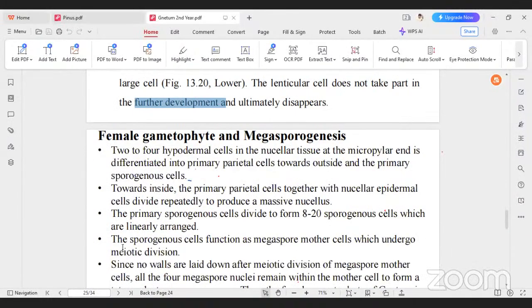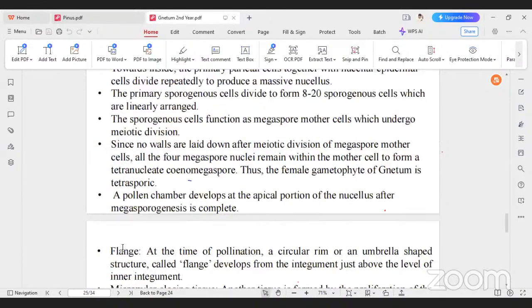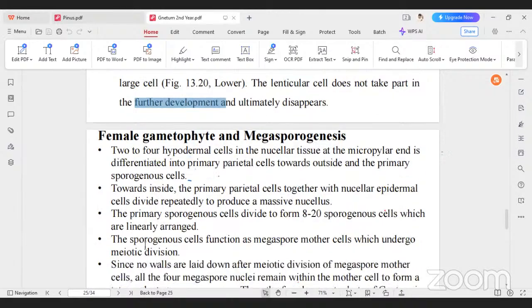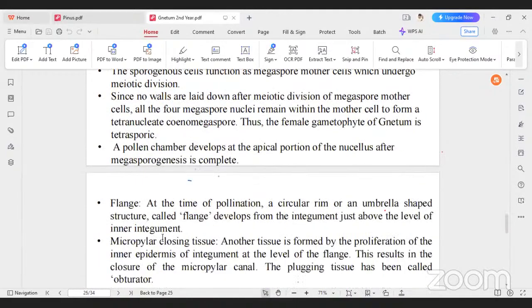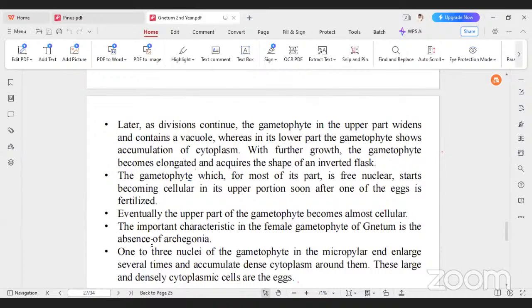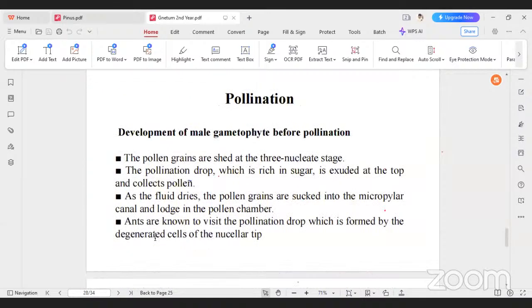Now, female gametophyte, megasporogenesis, same as male. We also discussed the female gametophyte earlier, how it develops inside the nucellar cells. First of all, in the nucellar cells, the megaspore mother cell undergoes megasporogenesis. From megasporogenesis, the female gametophyte develops like this. After development of the female gametophyte, pollination.